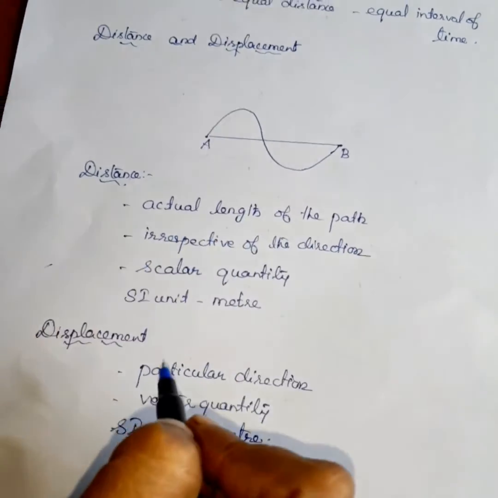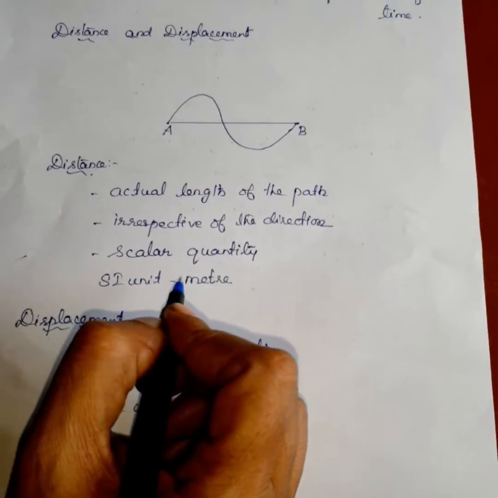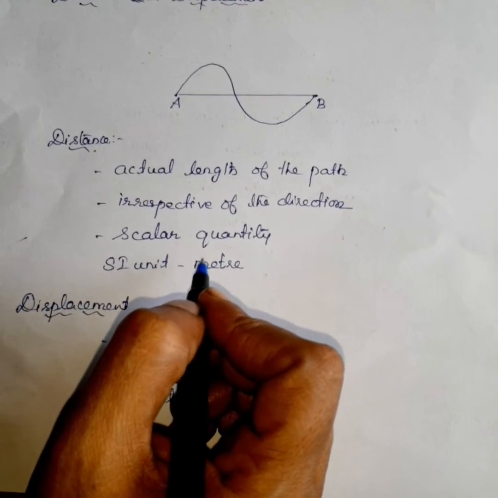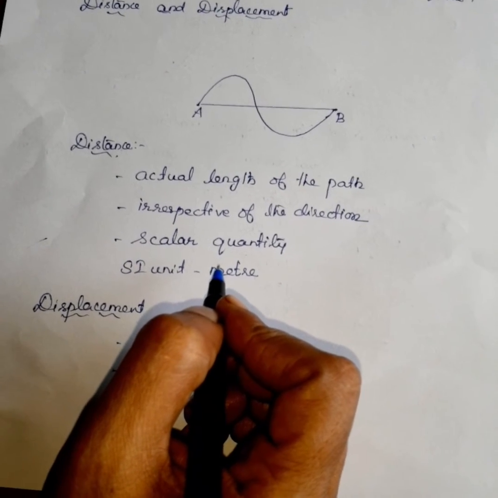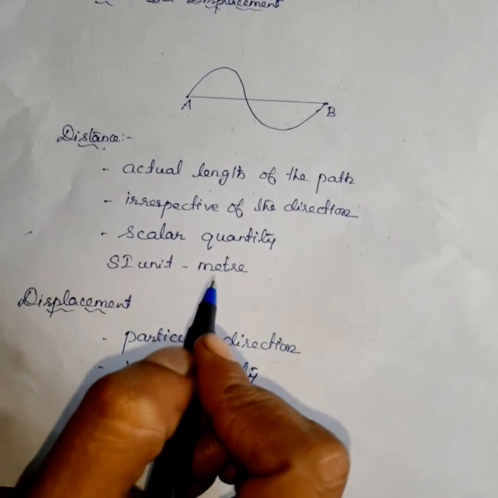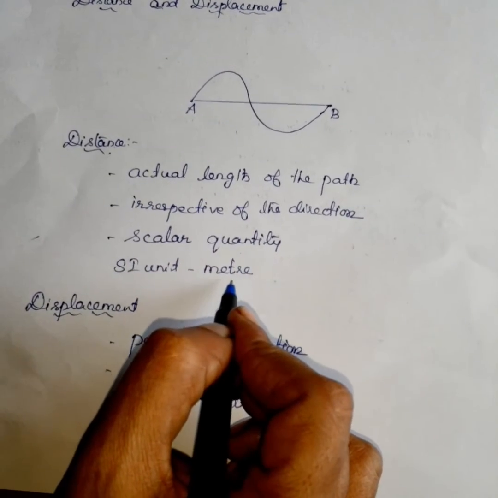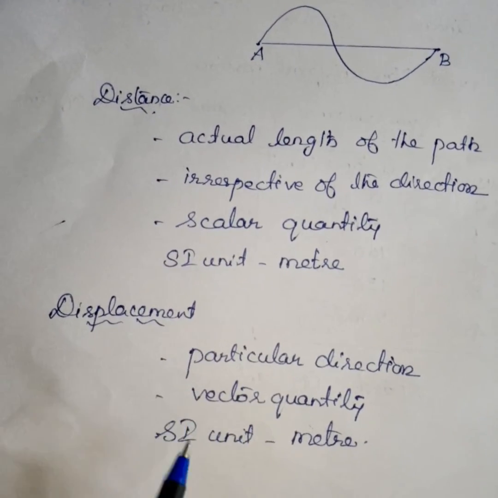Next, it is a scalar quantity, because it has magnitude only. What is the SI unit of distance? Meter. It is very, very important.